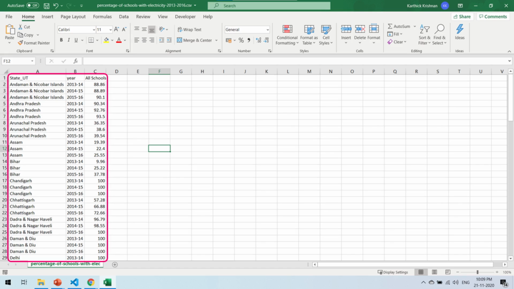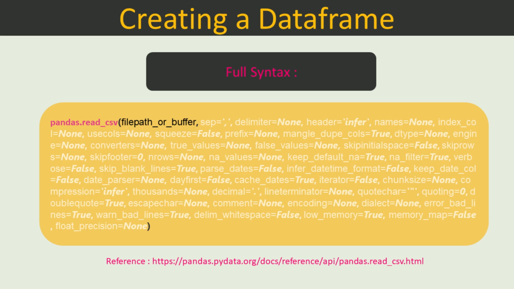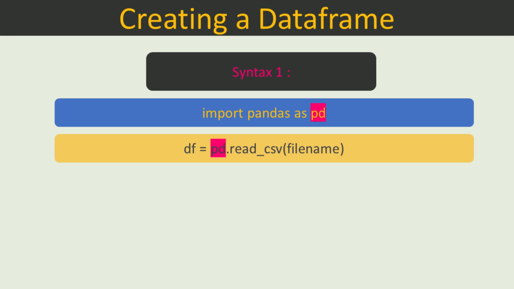Now that we have the CSV file, let's see the syntax to create a data frame in Pandas using the CSV file. The full syntax with all the optional parameters to create a new data frame object using the read CSV function is given here. This is from the Pandas official documentation page. Don't worry looking at the syntax here, since everything except the first parameter, file path, is optional. So a similar syntax to create a data frame from a CSV file can be as given here, where df is any variable name, pd is the Pandas object which we have to import before, and read CSV is the function that will be creating the data frame.